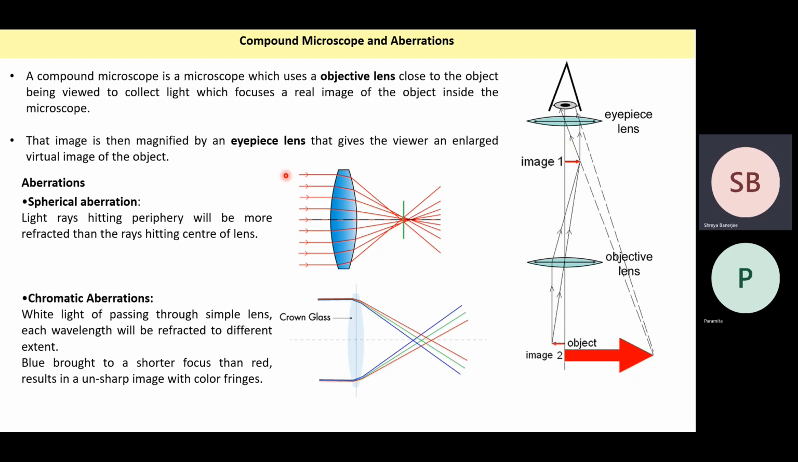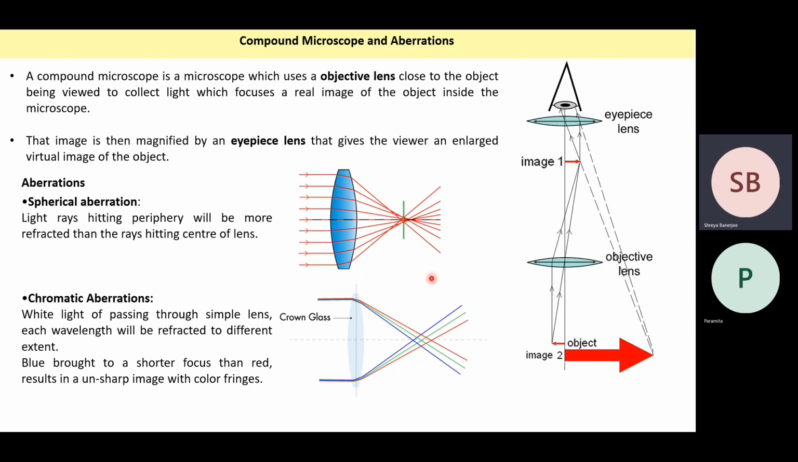So the magnification in the compound microscope is much greater than that of the simple microscope. It depends on 2 times magnification. First, by the objective lens, which creates a slightly enlarged real image, and then by the eyepiece lens, which creates a hugely enlarged virtual image. And this is the image that the eye is seeing.